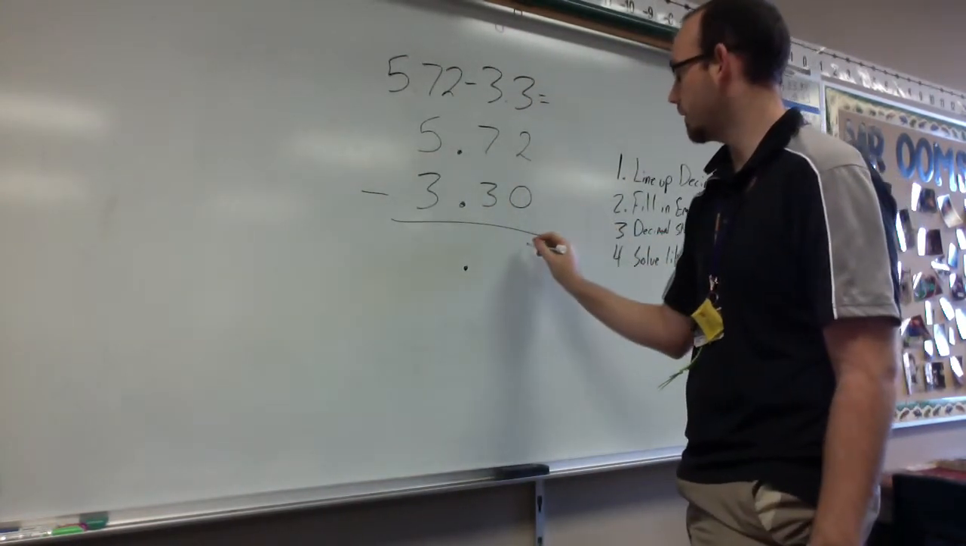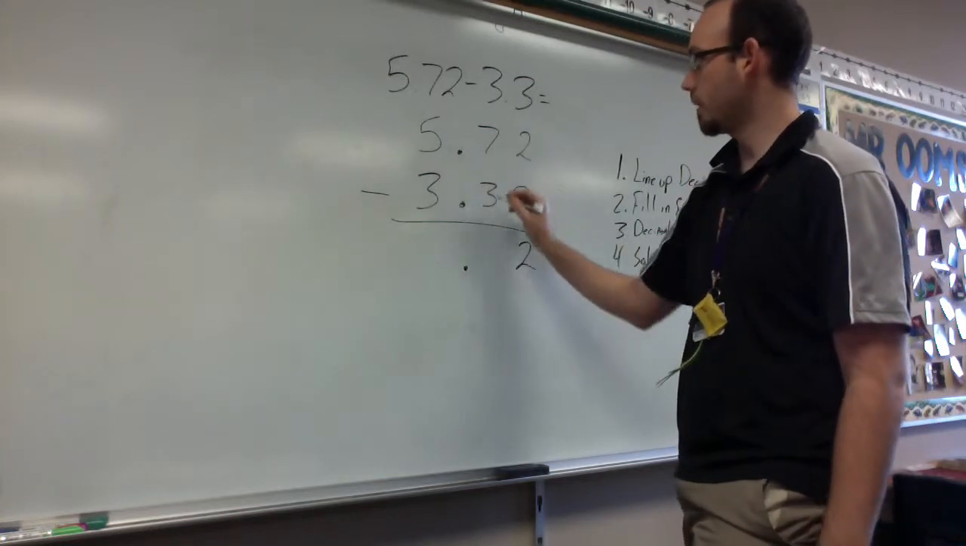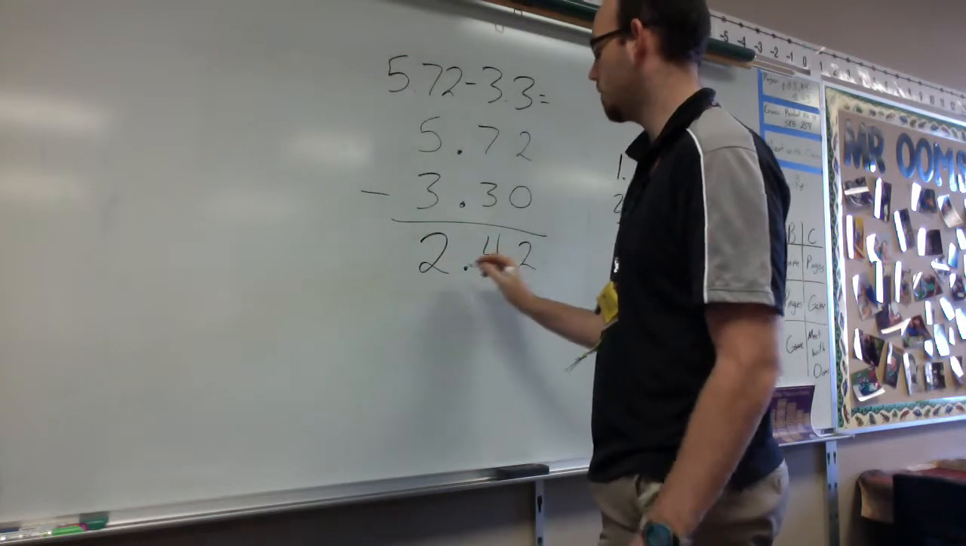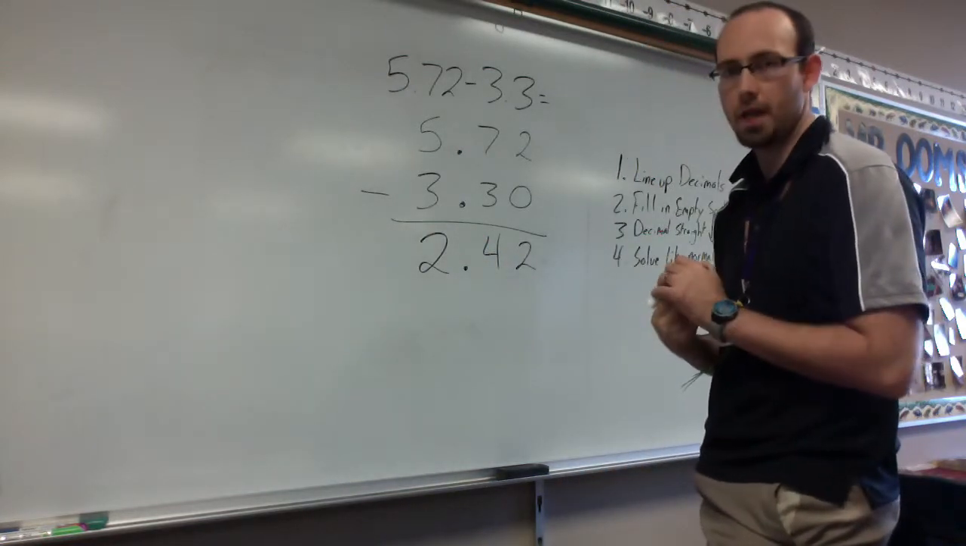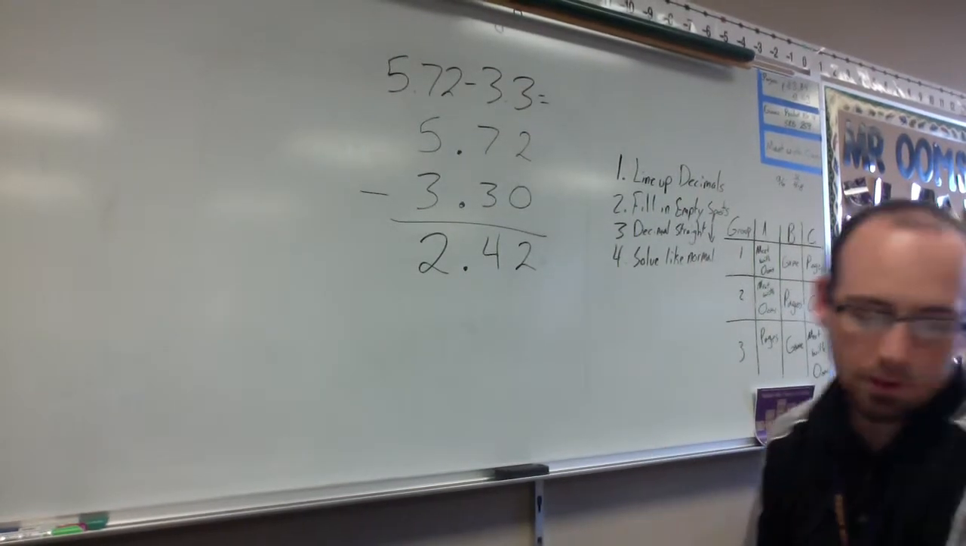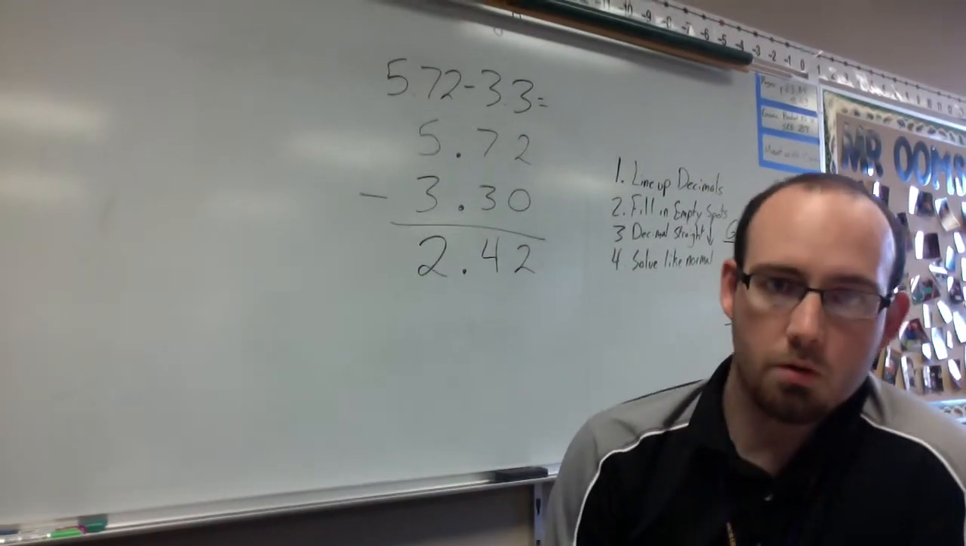2 minus 0 is 2. 7 minus 3 is 4. 5 minus 3 is 2. So 2.42 or 2 and 42 hundredths. So I want you to write down right now how you're feeling about that. Secure, developing, or beginning.